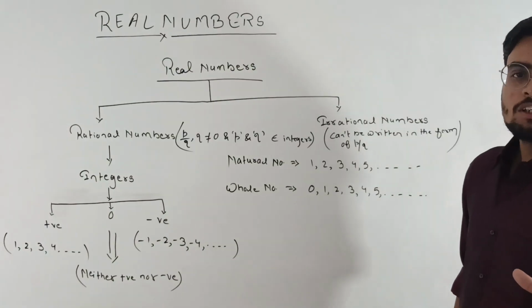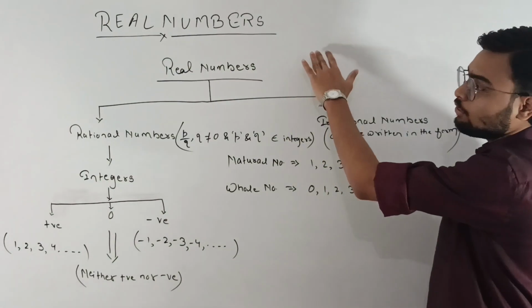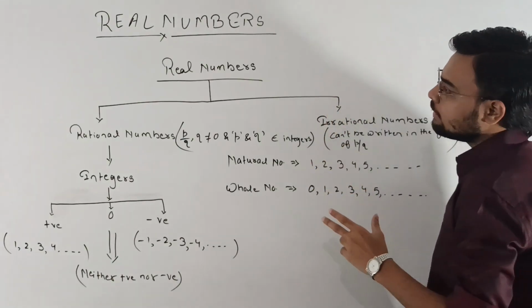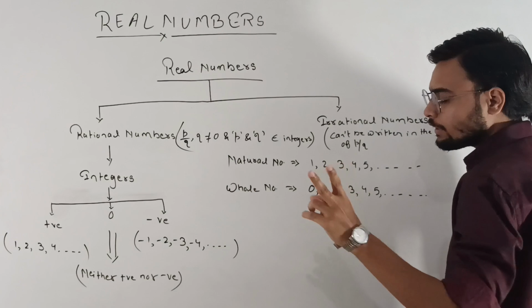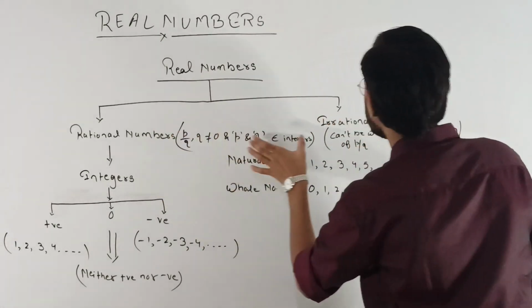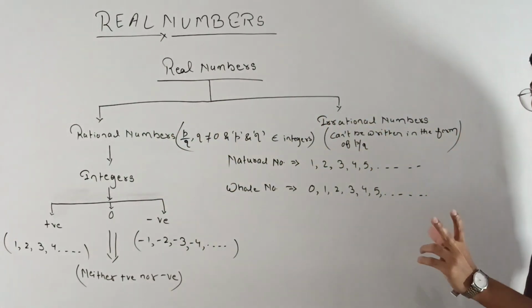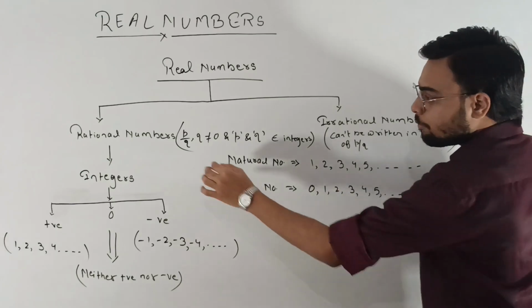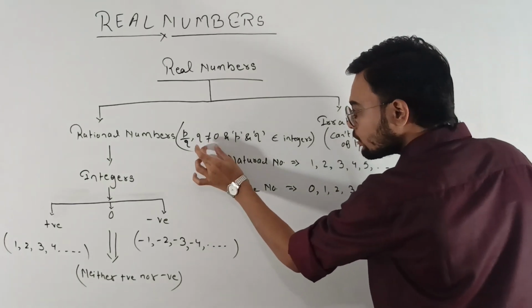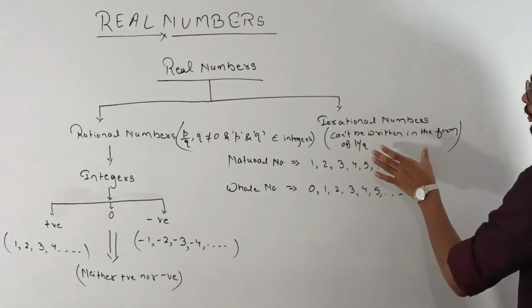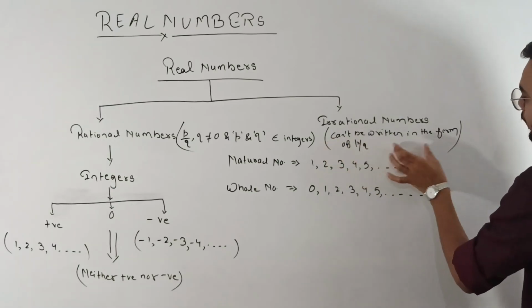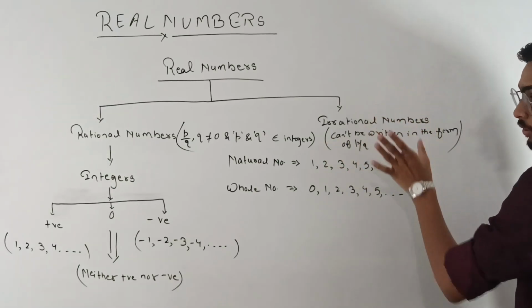You all studied about classification of real numbers in your class 9th. This classification said that real number is divided into two types. First one is rational number and second one is irrational number. Rational number is what? A number which can be written in the form of p by q, where q is not equal to 0 and p and q belong to integers. And irrational number is what? A number that can't be written in the form of p by q. It's called irrational number.